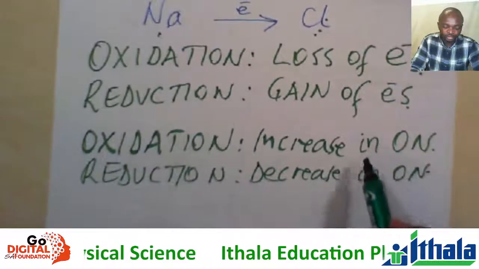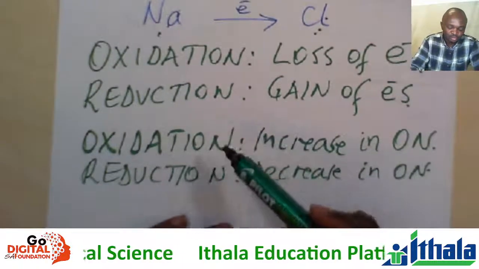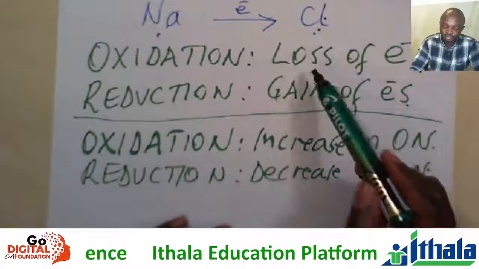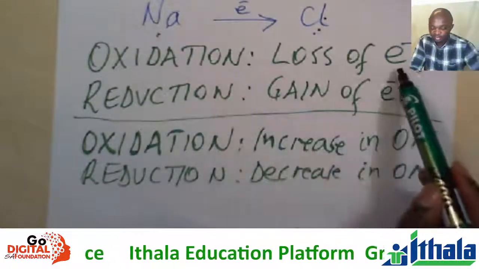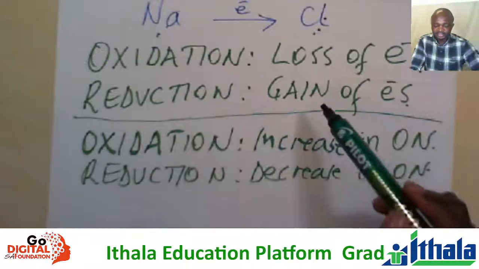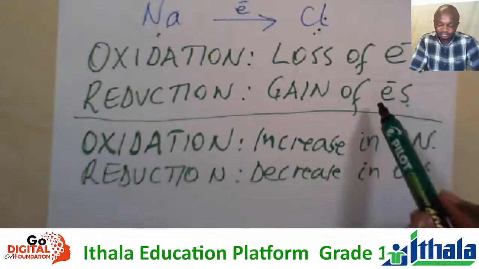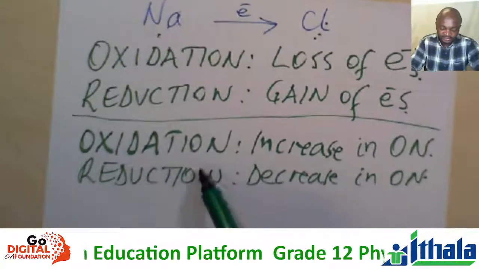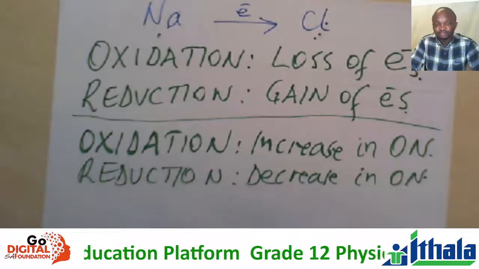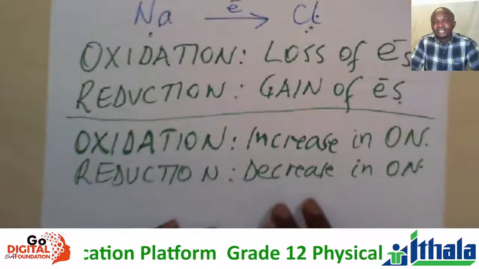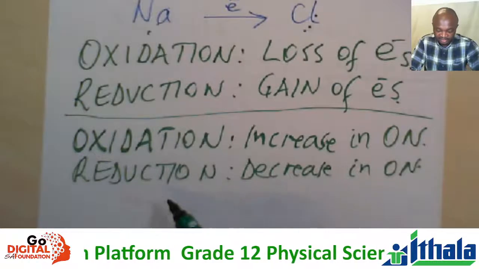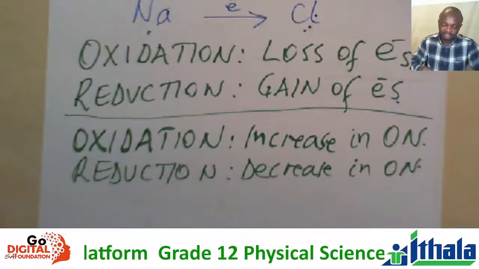Right? So noma ku exam bangakubuza ukuthi we define oxidation in terms of electron transfer, uzothi oxidation is a loss of electrons. Reduction is the gain of electrons. Makuthiwa define it in terms of oxidation number, uzothi oxidation is an increase in oxidation number. A reduction is a decrease in oxidation number.